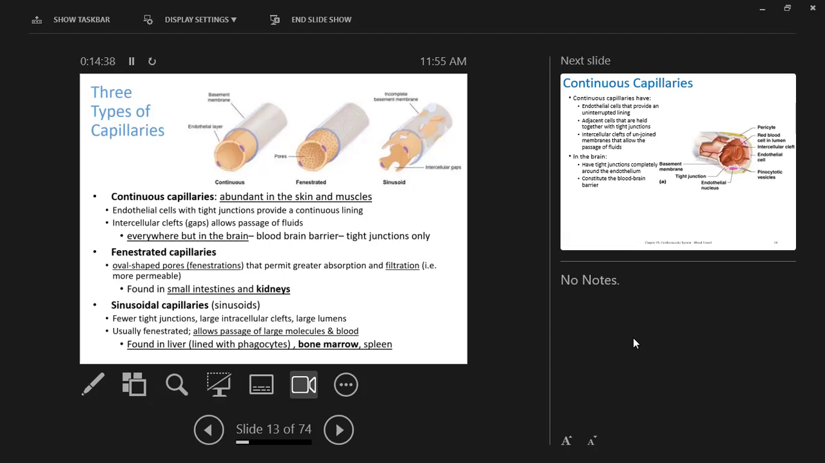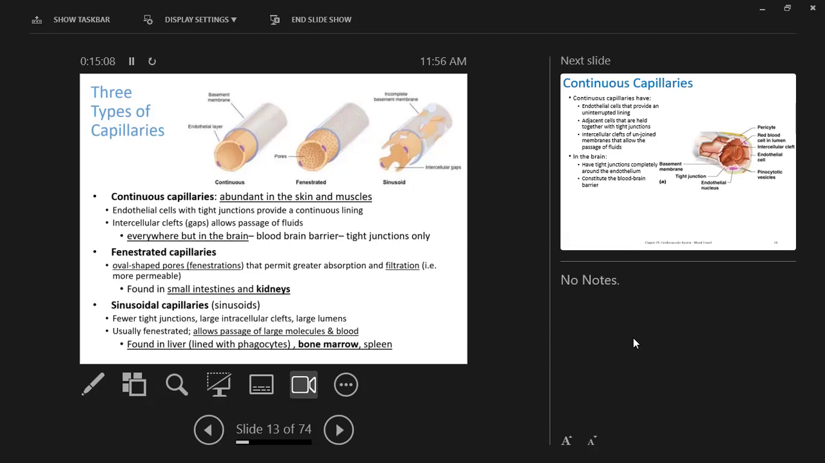The 3rd category are the sinusoidals. They are going to be found where you want to have the movement of large cells. They have great openings, large openings here. They will allow blood and blood cells, and glucose molecules and whatever and food molecules to pass through. We find them in the liver, we find them in the spleen.